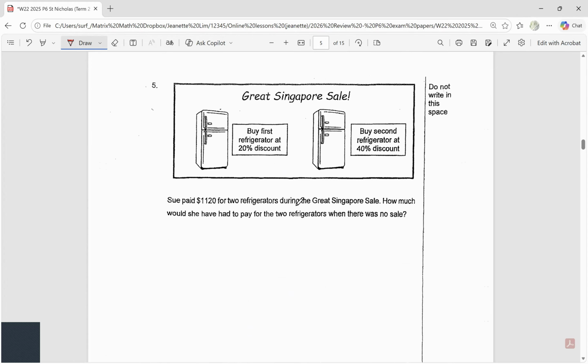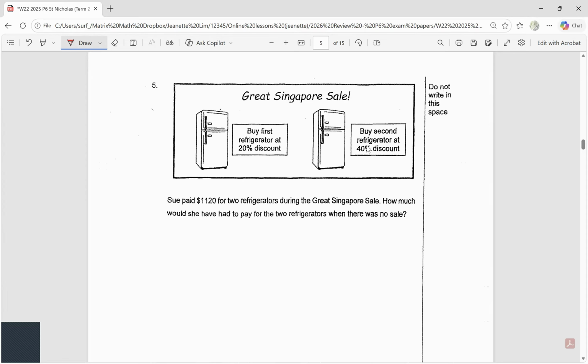Question 5, Sue paid $1,120 for two refrigerators during the Great Singapore Sale. How much would she have had to pay for the two refrigerators when there was no sale? So with sale, how many percent do you need to pay? For the first fridge, if there is a 20% discount, means you are actually paying 80% of that. Okay, second one, if you have 40% discount, means you're paying 60%.